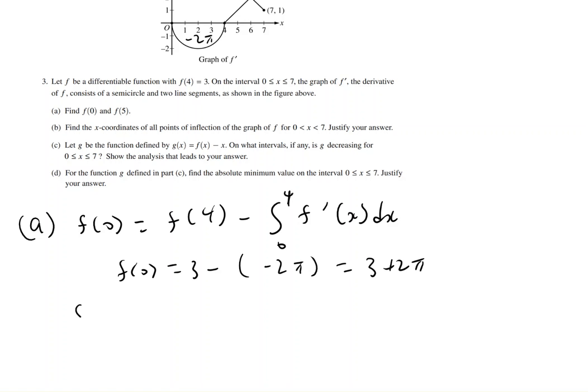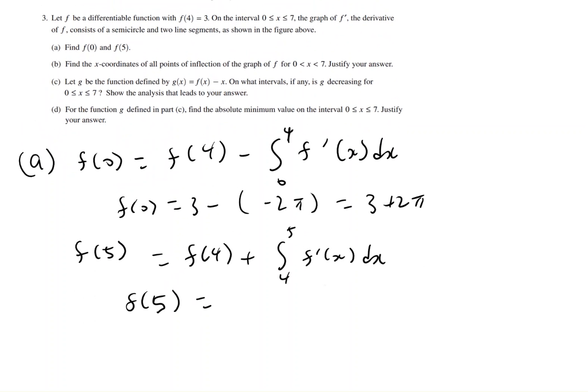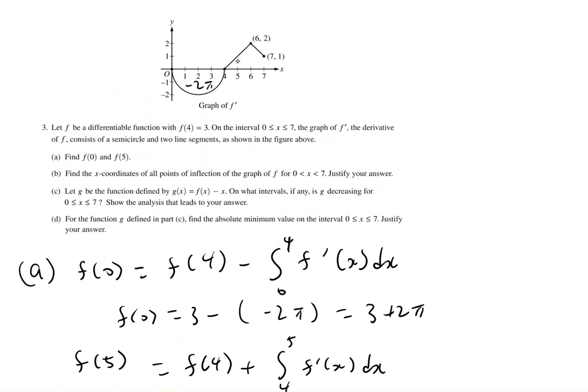And for f of 5, it will be f of 4 plus the integral from 4 to 5 of f prime of x dx. And f of 5 will be 3 plus 1/2, where it's going to equal 3.5, because this area here is 1/2.